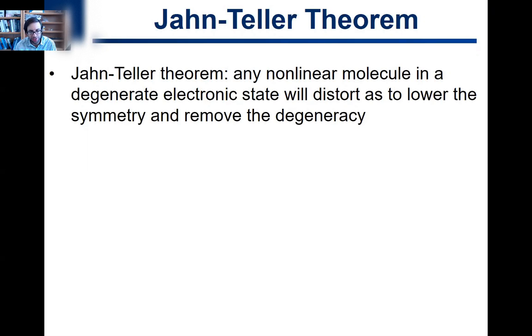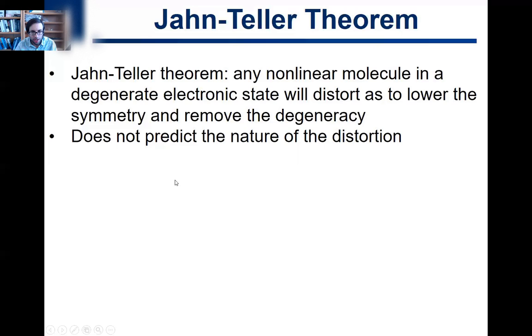remove that degeneracy. Okay, so basically, when you have degeneracy, the lower symmetry state will always be more stable in the ground state than the higher symmetry state, okay? And why is this? First of all, let's just clarify this nonlinear part. If you have a linear molecule and you do a distortion, it's still linear, right? And so that's why, at least when there's two atoms, this is going to have to be a non-linear molecule.